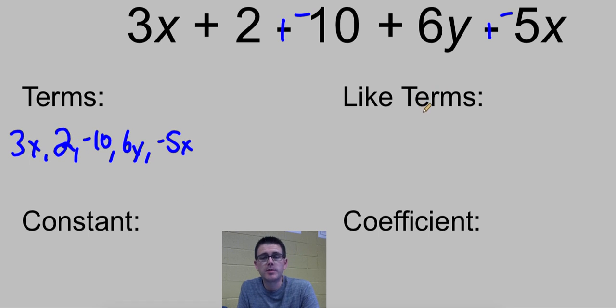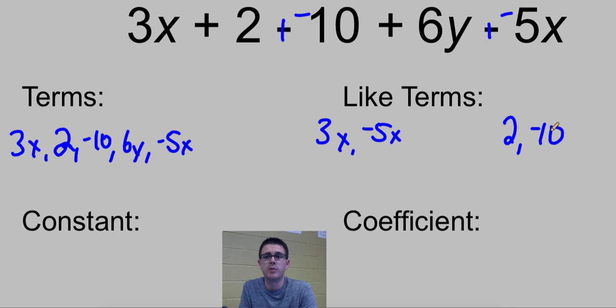When I go to like terms, now I'm going to take those exact same terms, but I'm going to start to group them together. So for instance, I'm going to put my 3x and my -5x together because they both have the same variable. I'm going to put my 2 and my -10 together because they're both plain numbers. But I'm also going to include the 6y. He's just going to be all by himself. There aren't any other terms that have y's in them, so I can't combine them with anything else, so it just stays 6y. My constants, those are my plain old, boring old numbers.